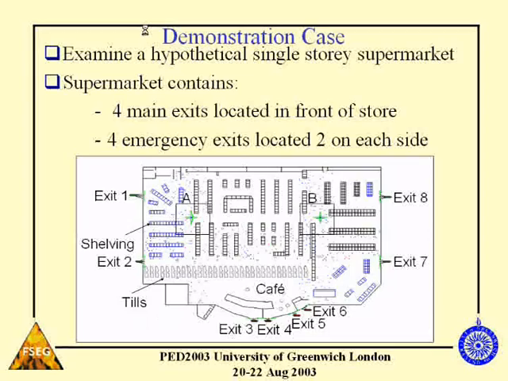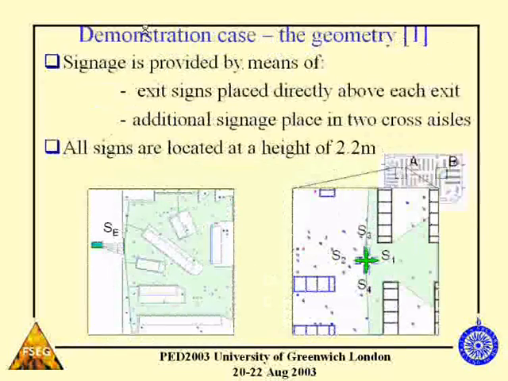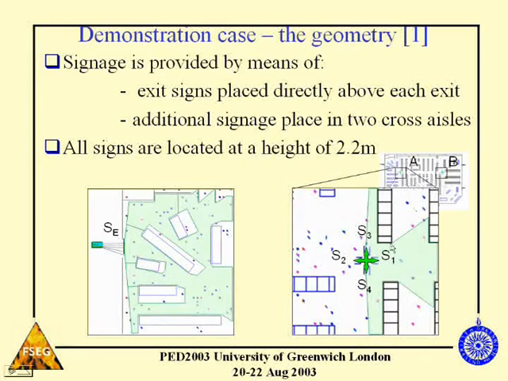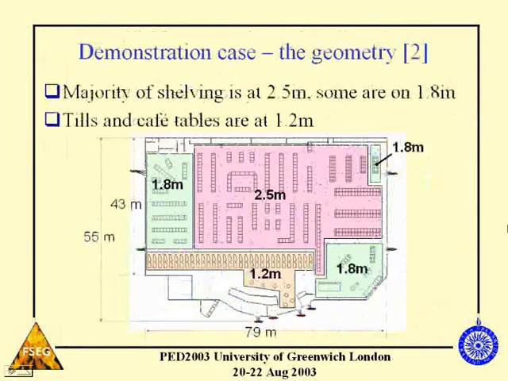Here you can see an example of the visibility catchment area being calculated for a sign above one of the doors. And here you can see we've actually added in a number of additional signs. These signs don't exist in the actual store. We've just added in 4 extra signs to see what impact this might have. This is the height of all the obstacles. The main shelving is about 2.5 meters high. These shelving are about 1.2 meters and so on.